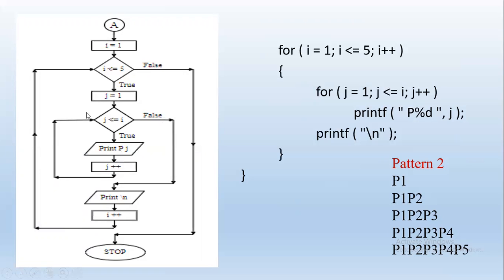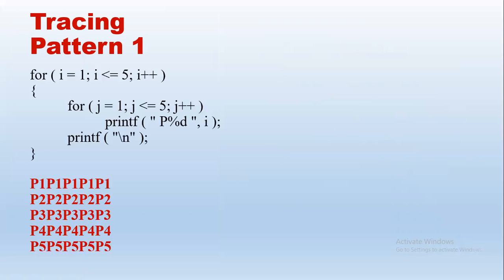For the value of 2, j executes multiple times. Then i becomes 3, and this continues up to 5. When i becomes 6, the condition is false and the control exits from the loop. So this is the logic for the program. Let us see how it actually works with the help of tracing. Tracing tells us the step-by-step execution of the program logic. In this case, first we will trace for pattern 1. I have just considered the part of the code for the nested loop of pattern 1.